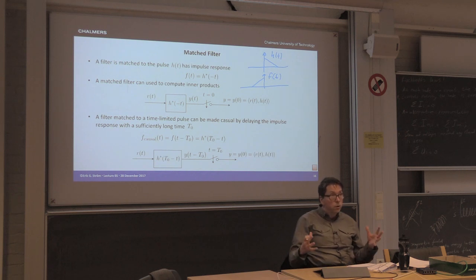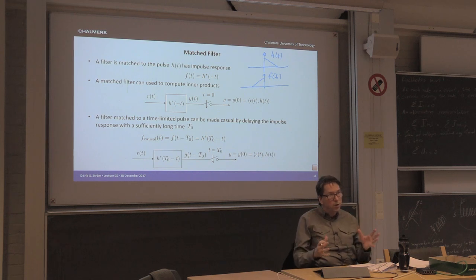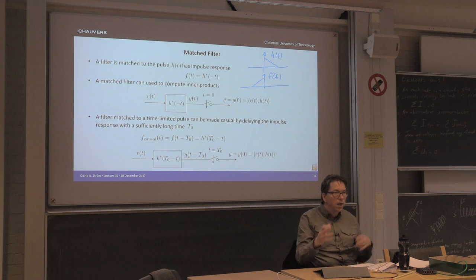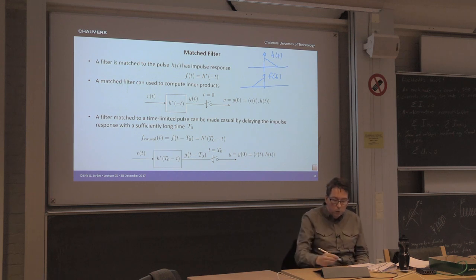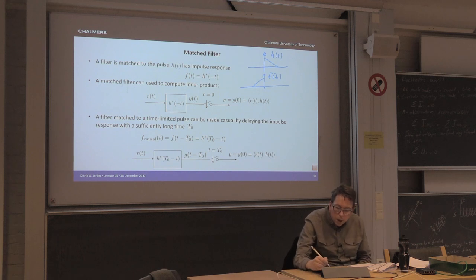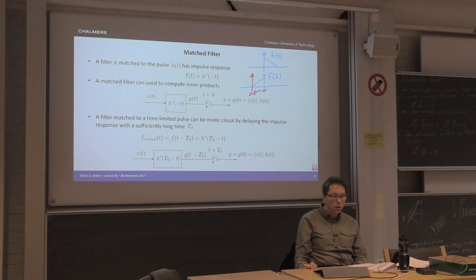Non-causal filters are unphysical in the sense that they look into the future, which is very hard to do. They're nice from a mathematical point of view, but they're not physical. So if we want to do something in practice, a real implementation of a matched filter, what we need to do is to take the matched filter and then delay it a little bit until it becomes causal. So essentially move time 0 from here to here to make it causal. Then we have something which is a causal filter.